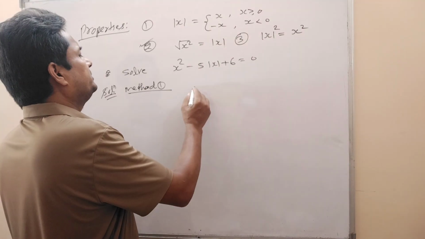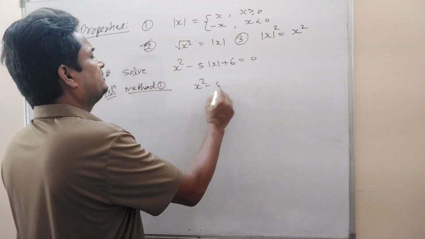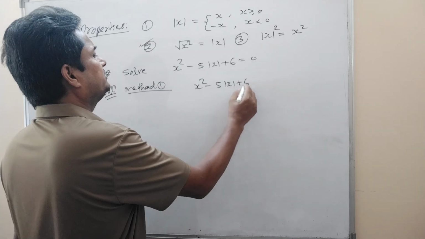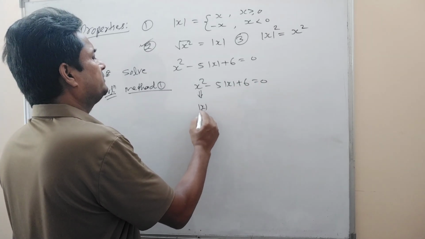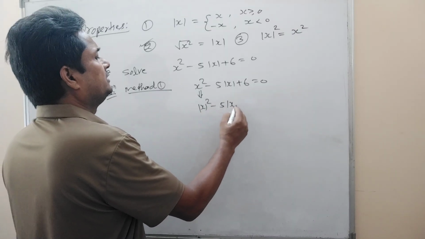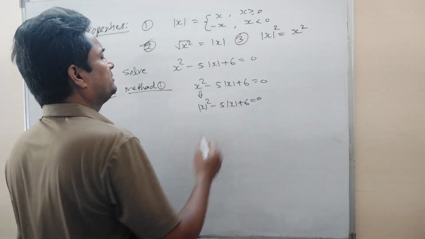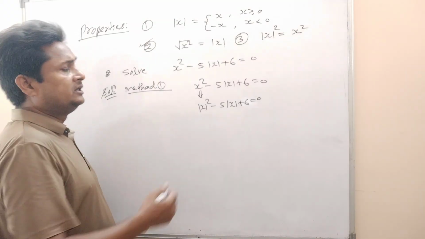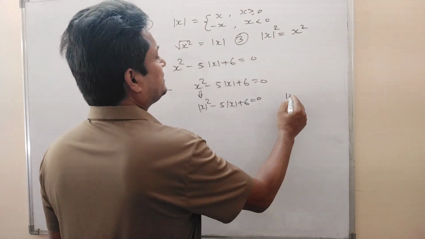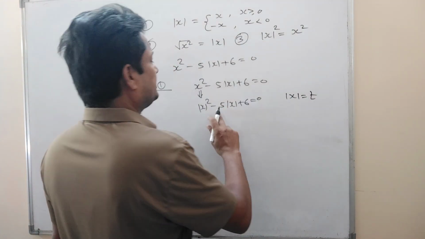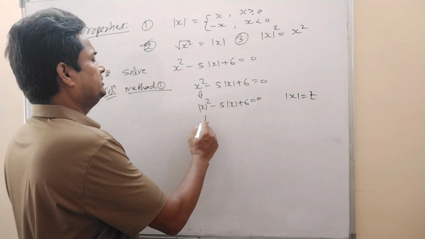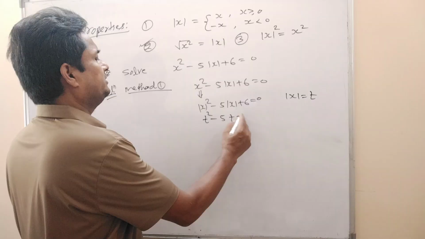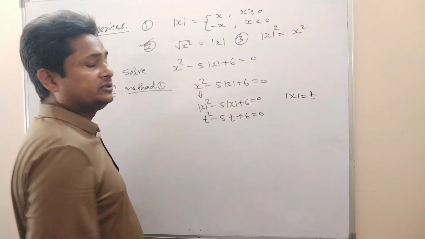So this question can be written as x square minus 5 mod x plus 6 is equal to 0. Then this can be written as mod of x whole square minus 5 mod x plus 6 is equal to 0. Now this can be solved by factorizing. Let's say mod x is equal to t. Then this will be t square minus 5t plus 6 is equal to 0.